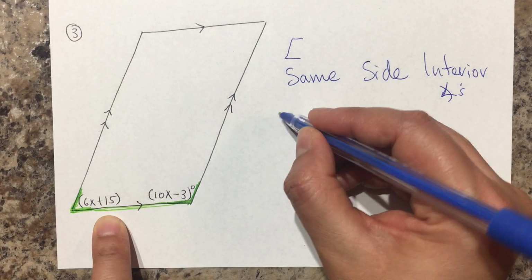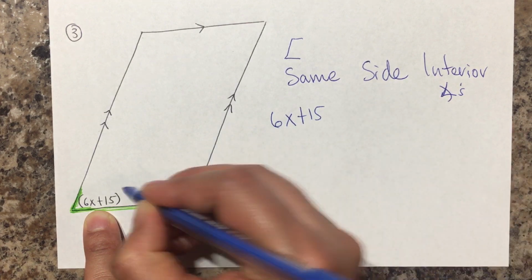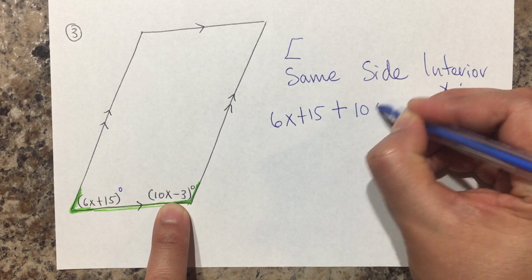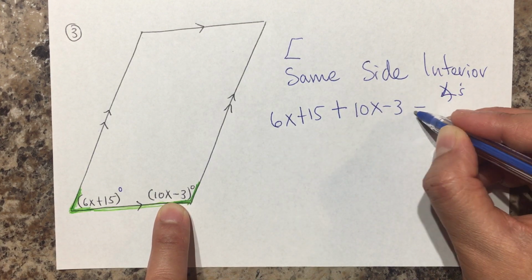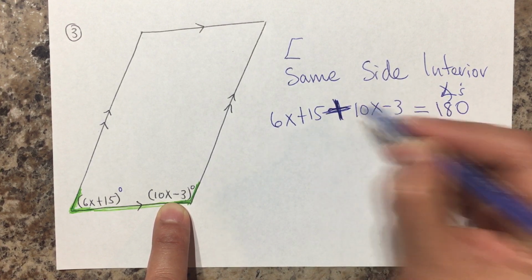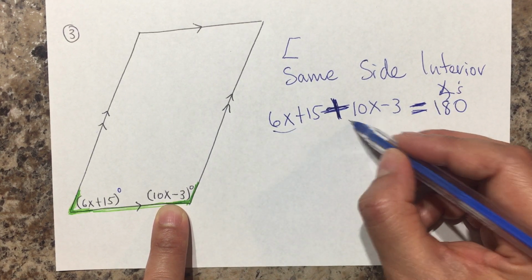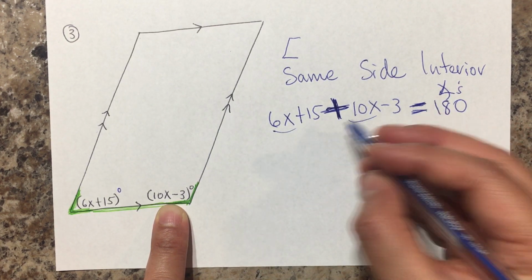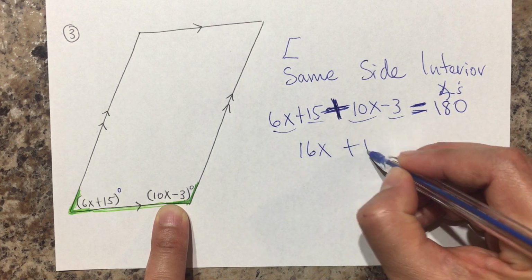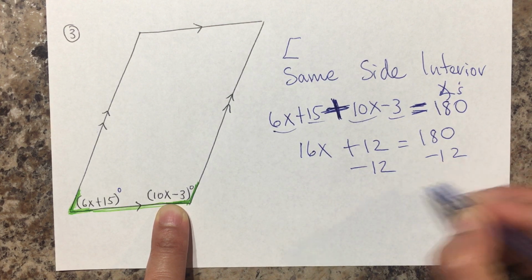So get the expressions for the angles, 6x plus 15, and I'm missing the degrees in there, plus 10x minus 3, and that's going to be equal to 180. Remember, you add them and put equals 180. So now I'm going a little faster: 6x plus 10x is 16x, 15 minus 3 is positive 12, equals 180. I subtract 12 from both sides.